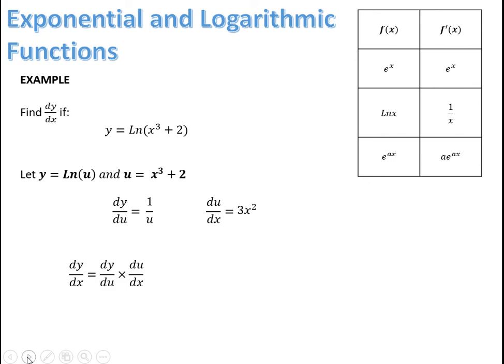Right, same as before, if we're finding the overall derivative, if we're finding dy by dx, we need to multiply these two things together. So it's 1 over u times 3x squared. And a little bit of simplifying to do here.